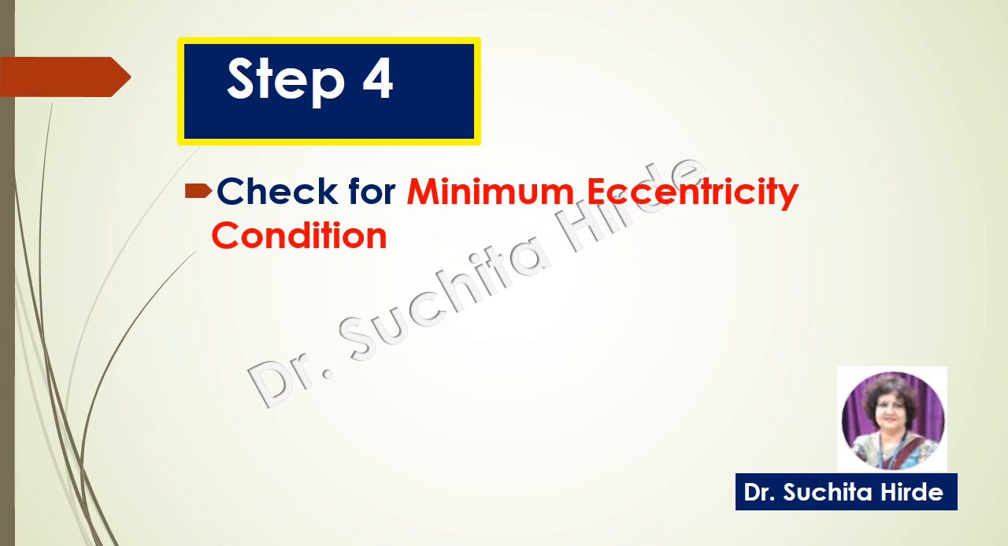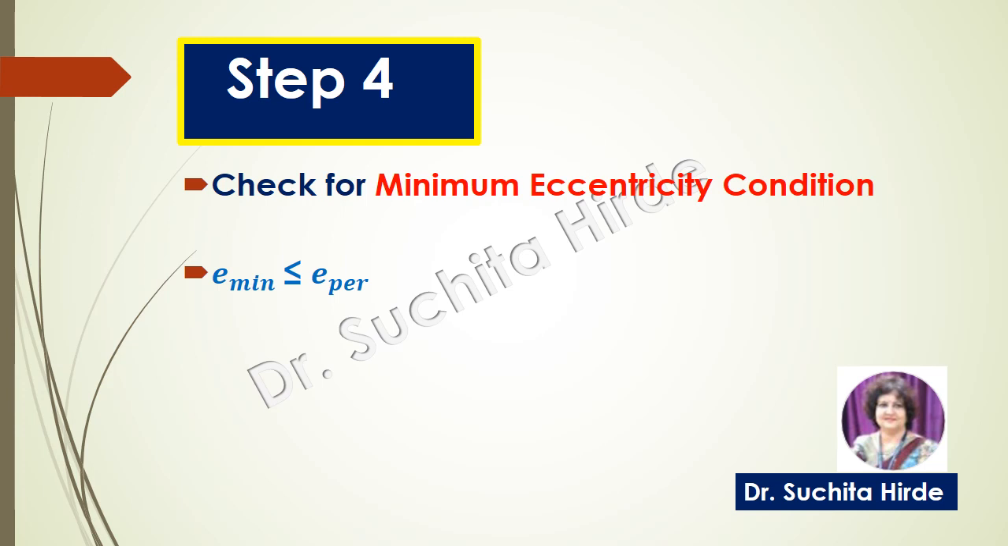Next step, we check for minimum eccentricity condition. In this, we calculate minimum eccentricity of column and compare it with permissible eccentricity. So we must get E minimum less than or equal to E permissible. If we do not get this check, then we cannot design it as axially loaded column. In such case, we have to design it for axial load plus moment due to eccentricity.